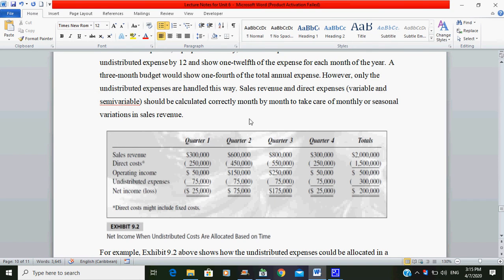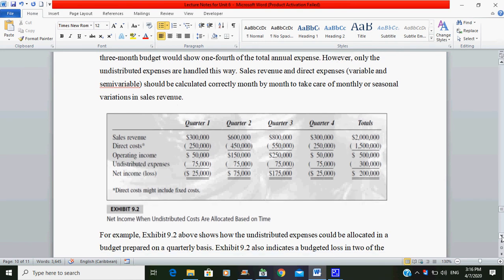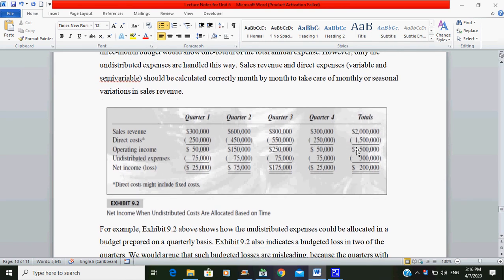Now look at this. This is a budgeted income statement when undistributed costs are allocated based on time. See there, quarters, for example. Exhibit 9.2 shows how undistributed expenses could be allocated in our budgeted period on a quarterly basis.